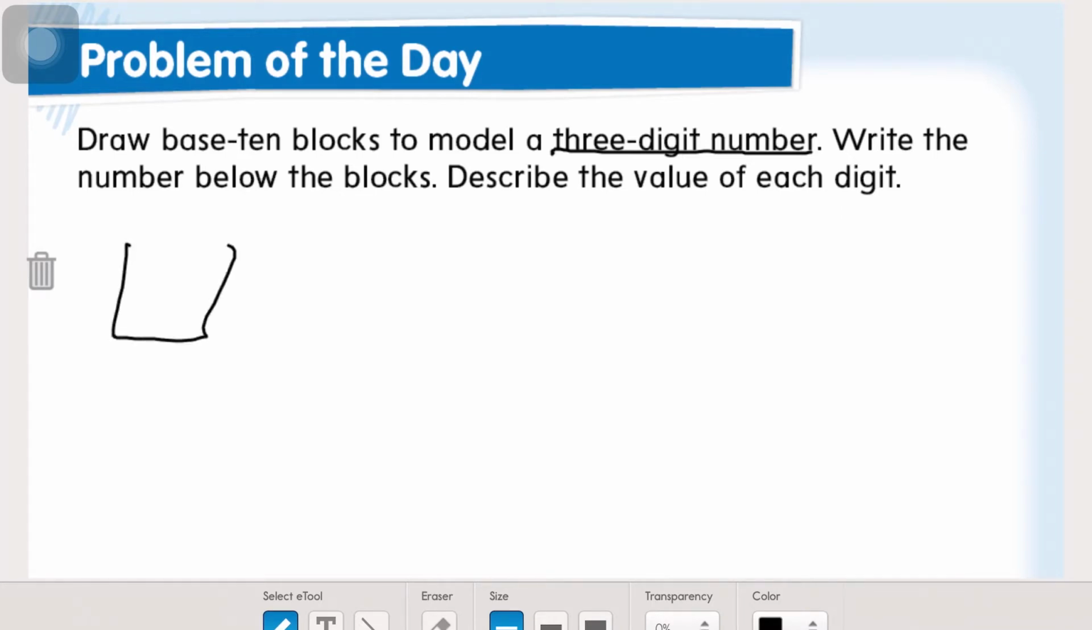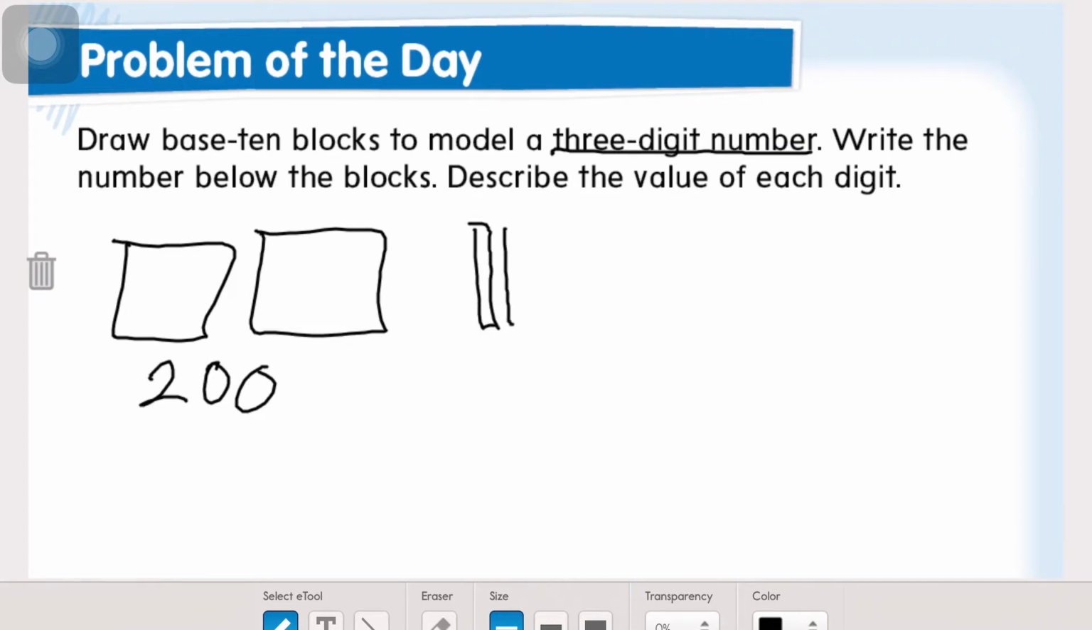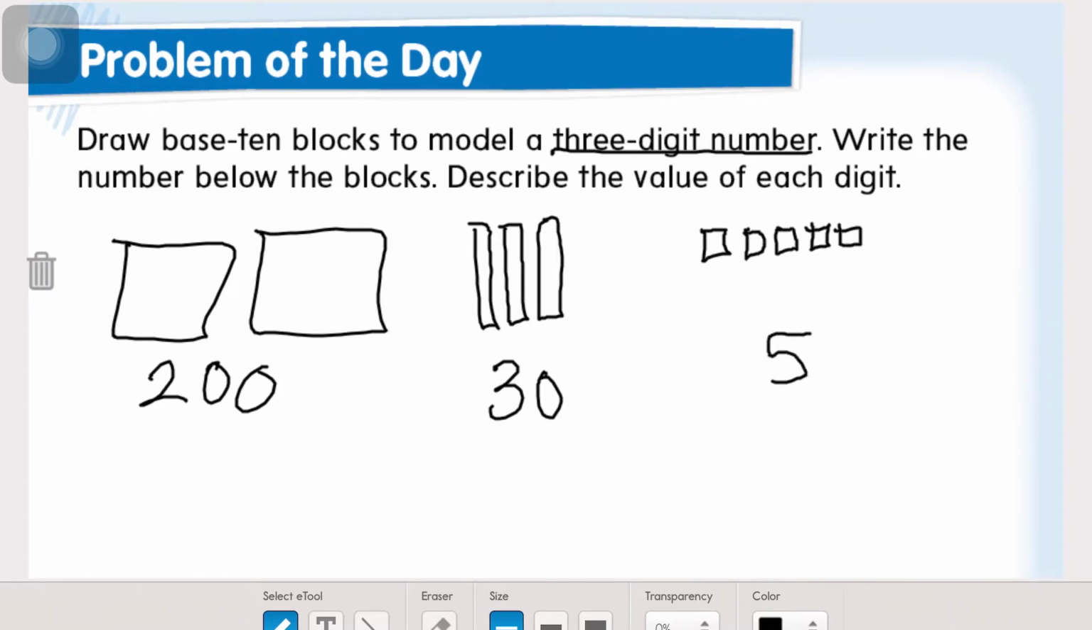So we've got 2 hundreds, and then let's do 3 tens, which would be 30. And 5 ones. So altogether it would be 235.